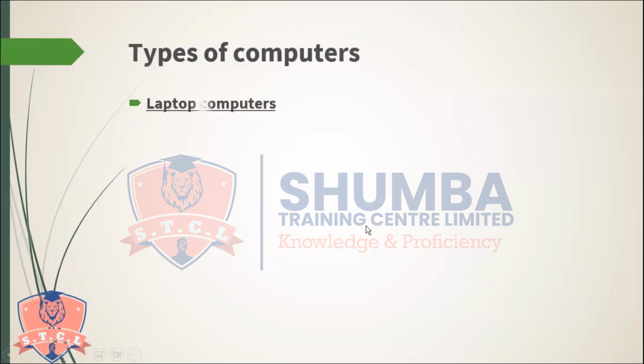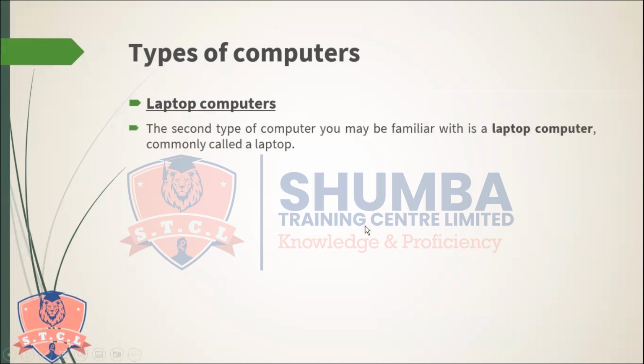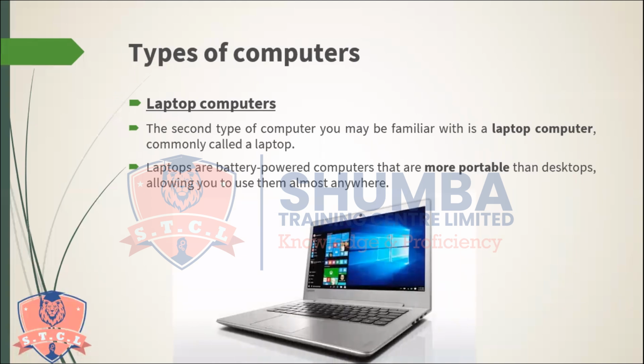Moving on, we have something known as the laptop computers. Now, these laptop computers are a second type of computer that you may be familiar with right now. And these are commonly known as the laptop. Laptop computers are battery-powered computers, and they are more portable than desktops, allowing you to use them almost anywhere. So you have a laptop that is fitted with a battery inside. You can charge the battery. Then everything that you have described on a desktop is right here on a laptop.